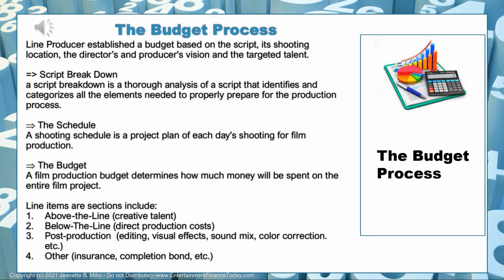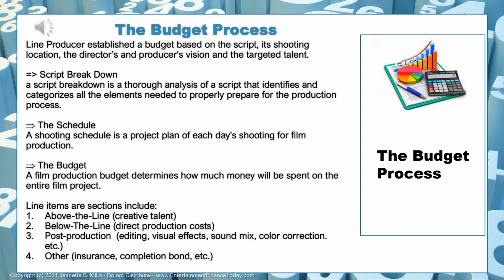So the line producer establishes a budget, and that is based on the script, the shooting location, as well as the director's vision and the producer's vision, and of course the targeted talent, meaning the actors. In addition to that, we're going to look at locations, we're going to look at the genre in order to establish the scope for a film or television show. The first step is a script breakdown. A script breakdown is a thorough analysis of a script that identifies and categorizes all the elements needed to properly prepare the production process.